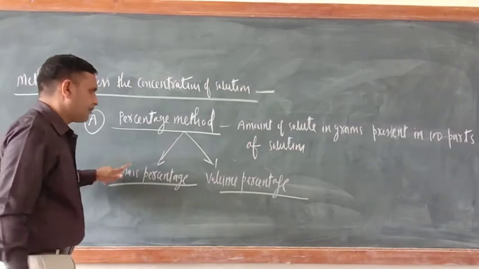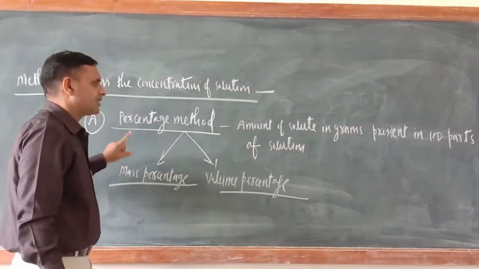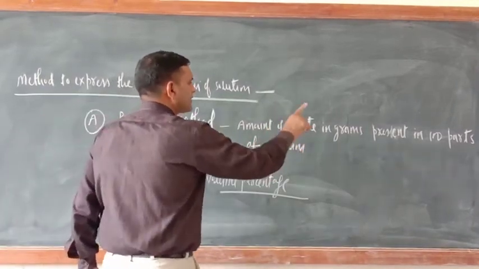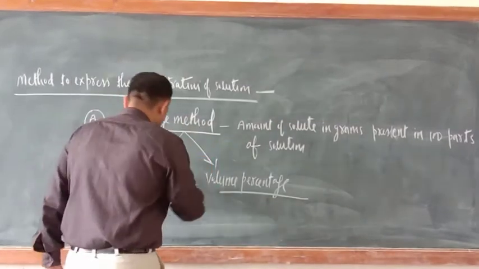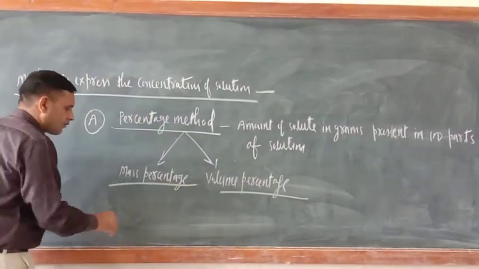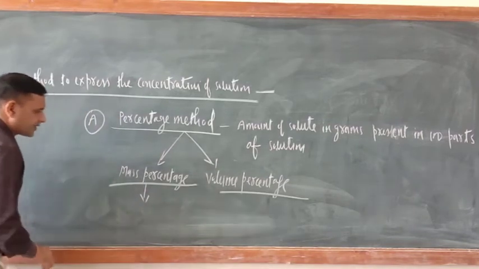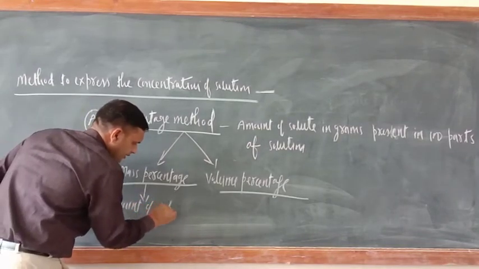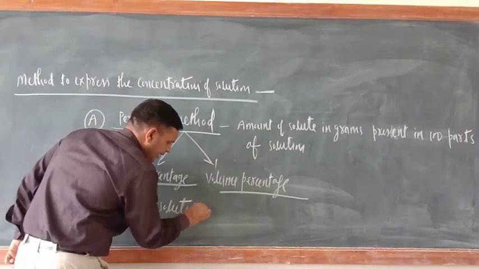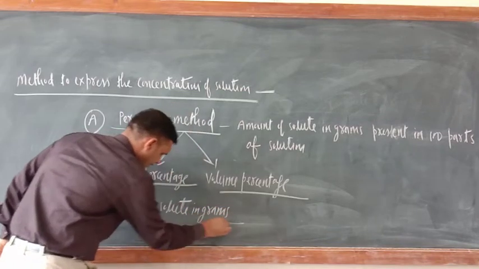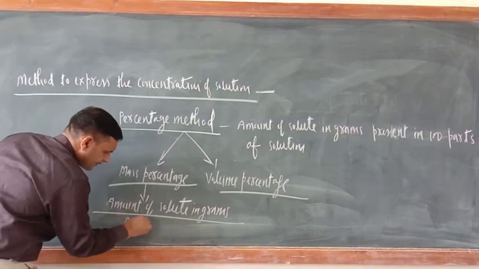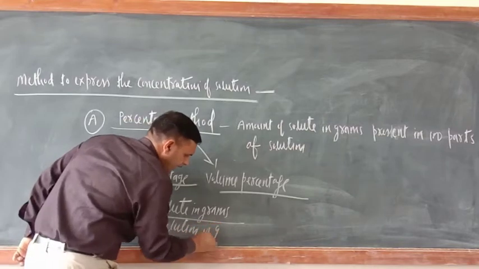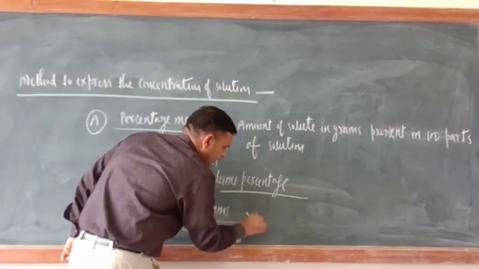So just try to understand here, mass percentage and volume percentage. The method is the same. In mass percentage, the solution will also be in terms of gram only. Amount of solute in grams present in 100 gram of solution in case of mass. So what will be the formula for mass percentage? Amount of solute in grams divided by mass of solution in gram or kilogram into 100.